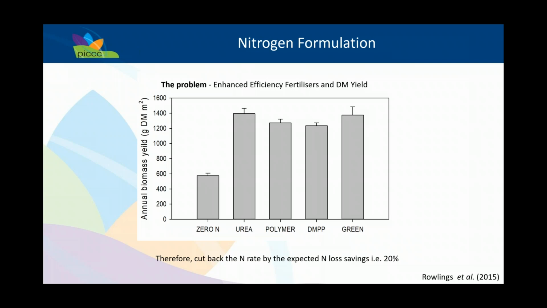Here's the problem with using these enhanced efficiency fertilizers. What I mean by that is either nitrification inhibitor fertilizers or urease inhibited fertilizers. And you can see an experiment conducted by a colleague of mine where we compared a urea in the second column. First column, we didn't put any nitrogen on. And this is the dry matter yield response or the annual biomass yield. Urea at a given rate compared to a polymer-coated urea, compared to the DMPP nitrification inhibitor, compared to the green urea, which reduces ammonia loss. And you really can't pick a difference in the dry matter yield response between those products. So the green urea in this particular case isn't giving you any advantage by using it as a regular product.